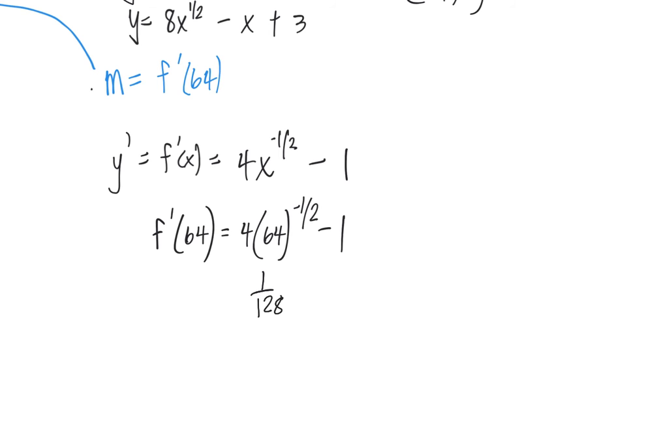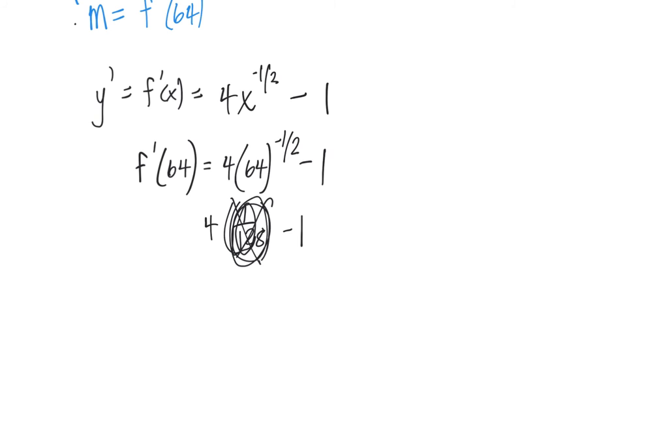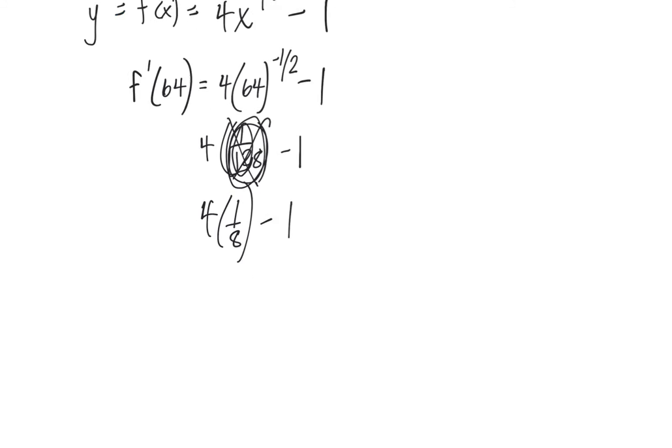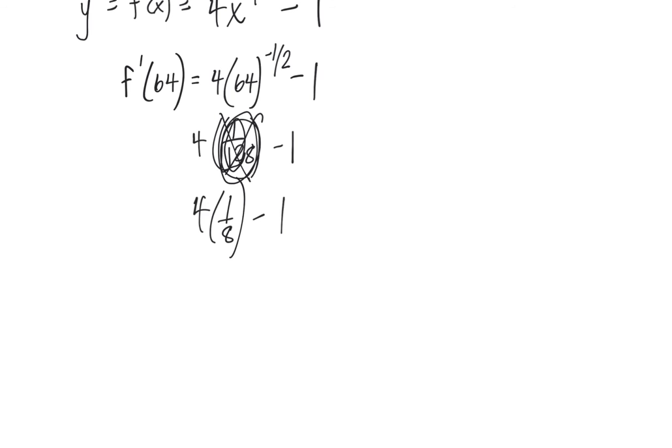That was awful, my thinking. So I was thinking this was going to be 1 over 8. I was a little bit suspicious of what I wrote right there. But I put it in the calculator wrong, and so I got 1 over 128. I typed it into the calculator again, double checked myself, and got 1 over 8. So 4 times 1 over 8 is 1/2.